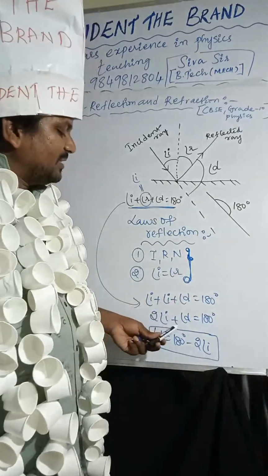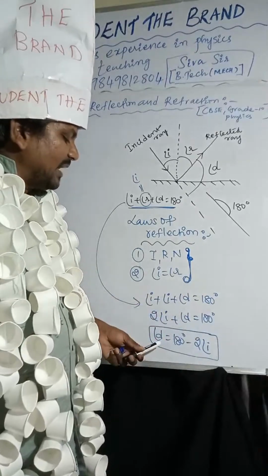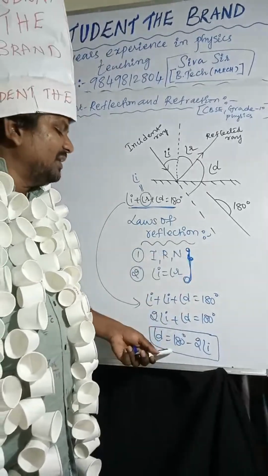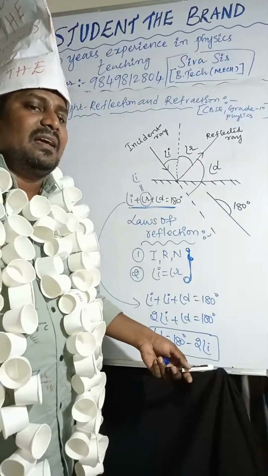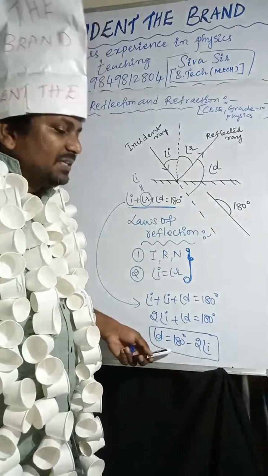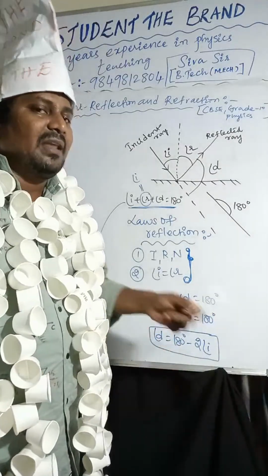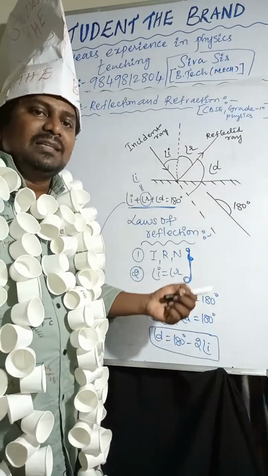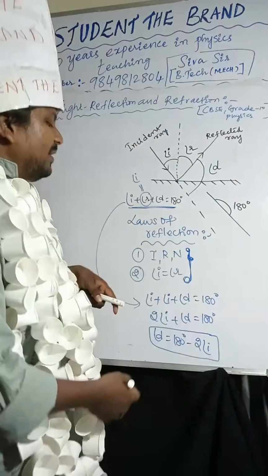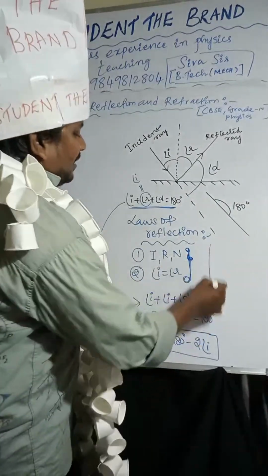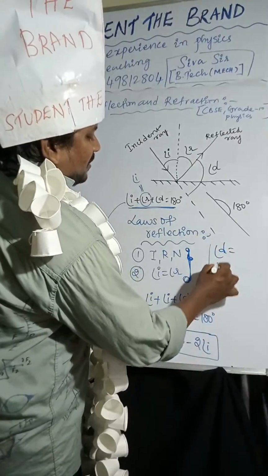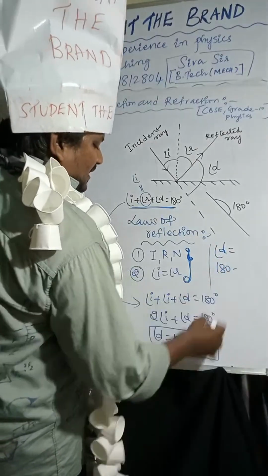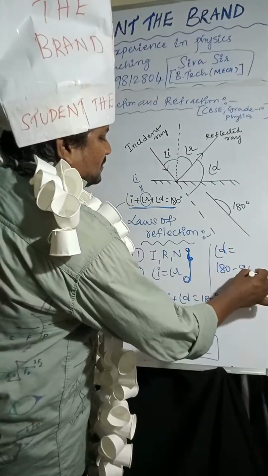So 2 times angle of incidence plus angle of deviation equal to 180 degrees. Angle of deviation equals 180 minus 2 times angle of incidence. Listen here, this is a very important point. Underline this point, and one more point we can say: angle of deviation equals 180 minus 2 times angle of reflection.